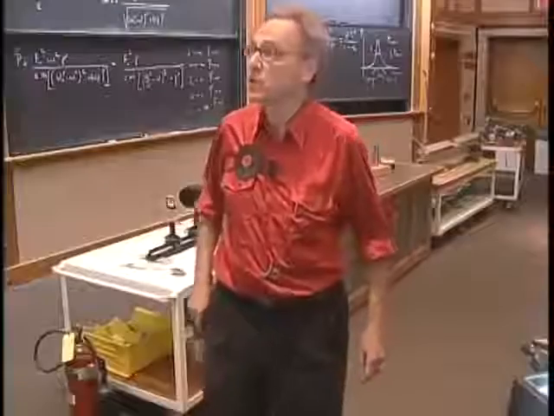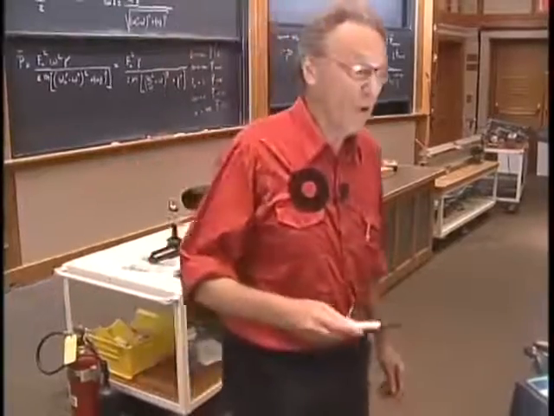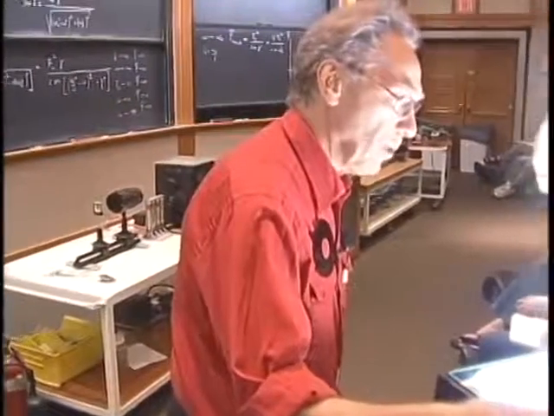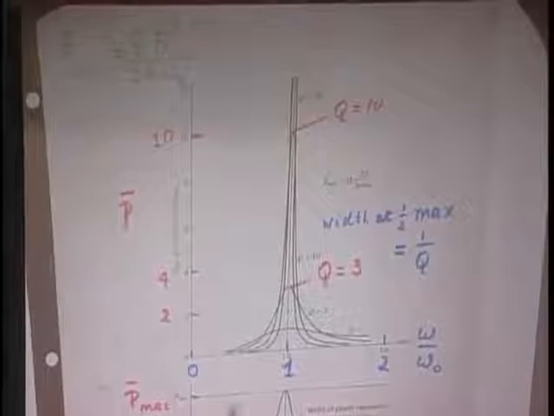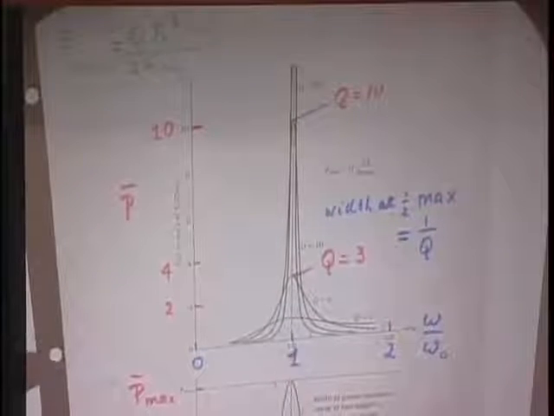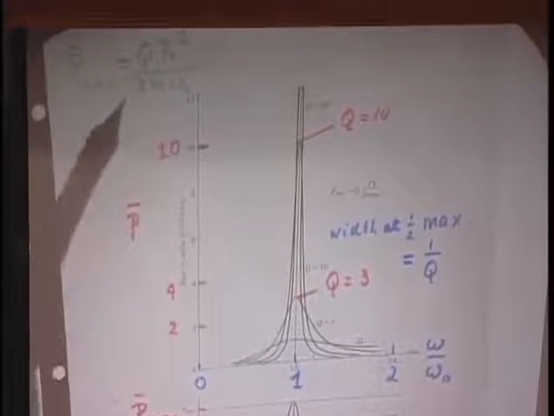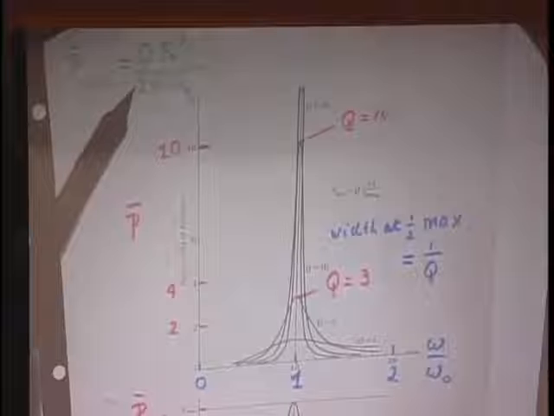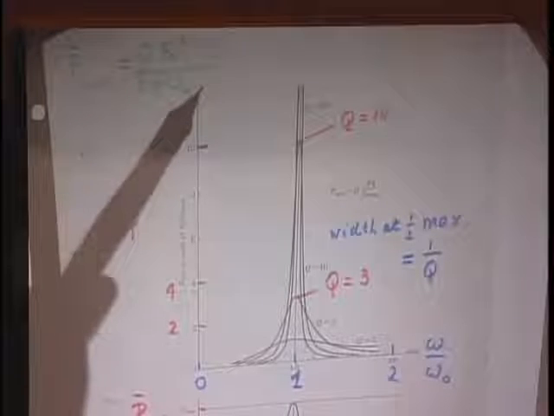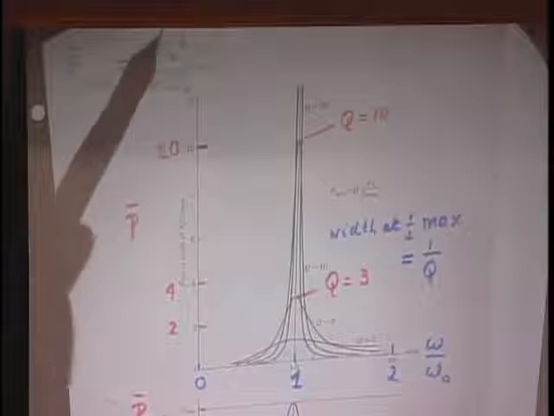What Tony does here, he plots not omega, but he plots omega divided by omega 0. So that means the resonance is at 1. And he doesn't plot the average value for P here, but he plots it in strange units, in the unit F0 squared divided by 2m omega 0.